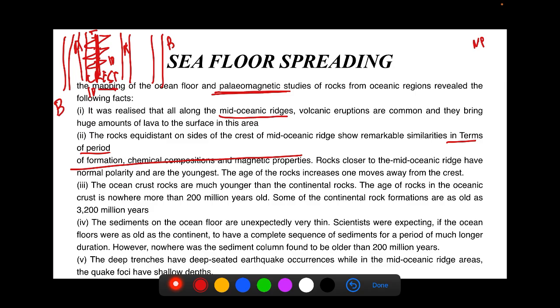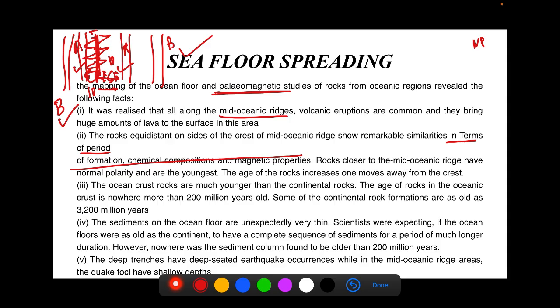What is noticed is that the properties of band A rock on both the left-hand side and right-hand side are similar, and band B on both the left and right-hand side are also similar. The similarities in these rock bands are that the period of formation, the chemical composition, and the magnetic property are the same. So what can be concluded from this observation is that they were formed at a similar time only.